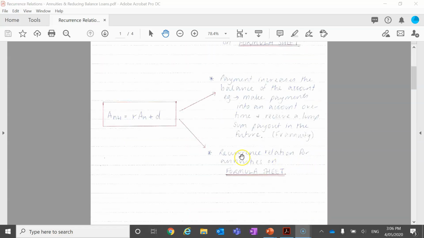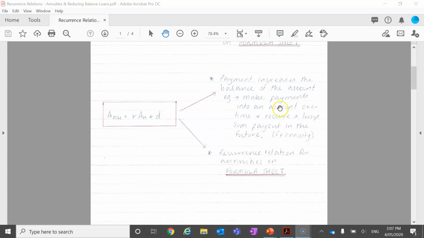The other recurrence relation formula that's on your formula sheet is the one where we add the deposits, plus D, and what will happen then is that the payment is going to increase the balance of your account because we're adding that money to the account.